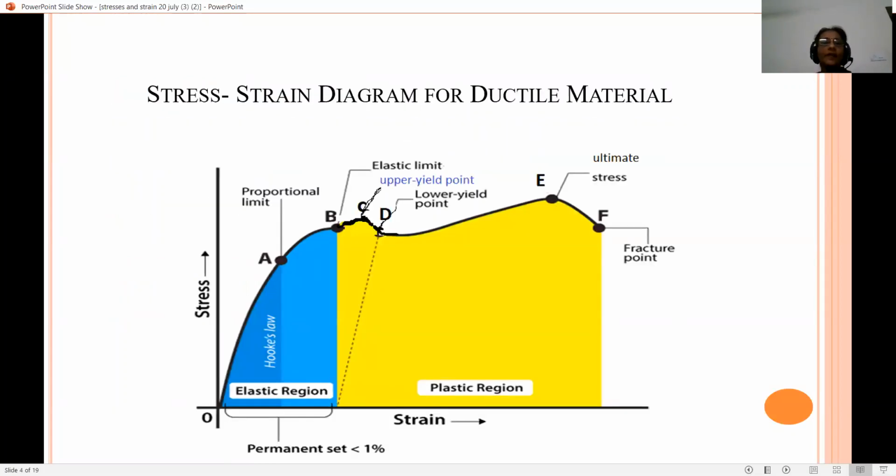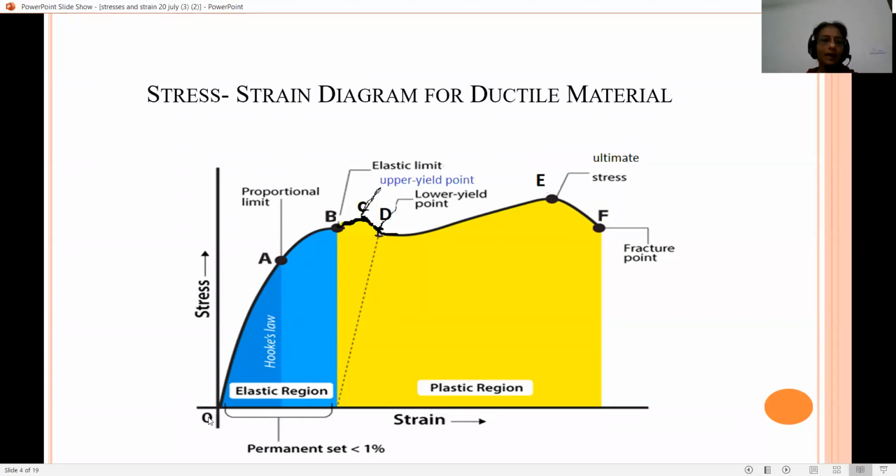Now we will discuss stress strain diagram. So here we can see this is a stress strain diagram for ductile material. Strain is on x-axis and stress is on y-axis. The specimen we have tested on a universal testing machine, and whatever values of stress and strain we have observed are plotted, and it is shown this way.